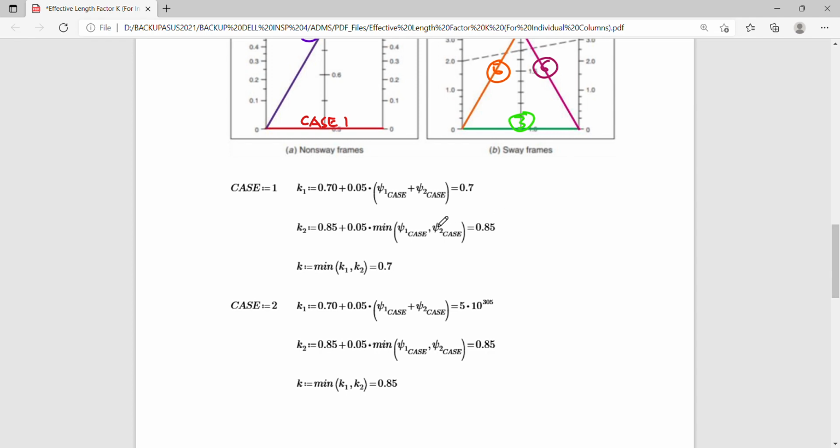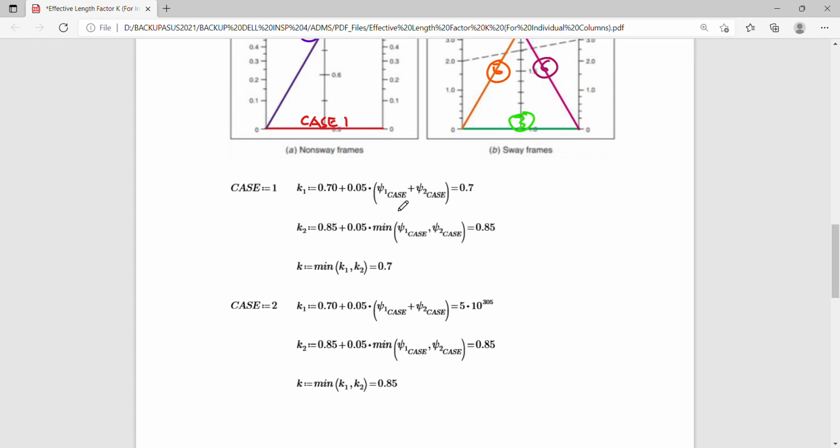For the values using the equation, we have case 1. Okay, so for case 1, we simply go into the formula upon which your k1 and k2 here are two options from where the minimum value of k will be obtained, representing the final value of k. So it's 0.70 times 0.05, the sum of the two sides.